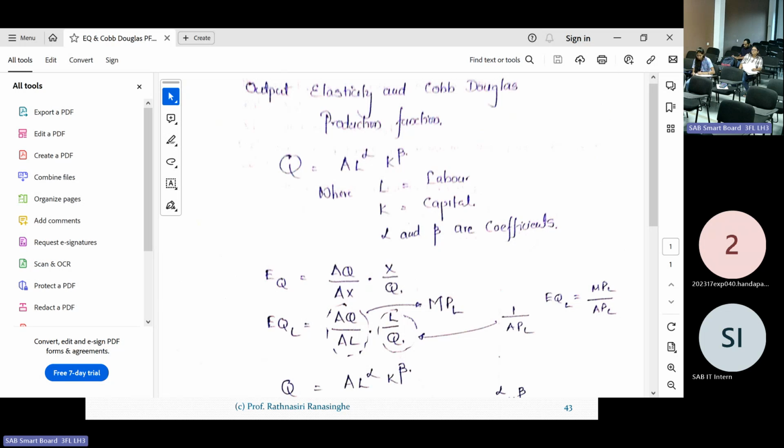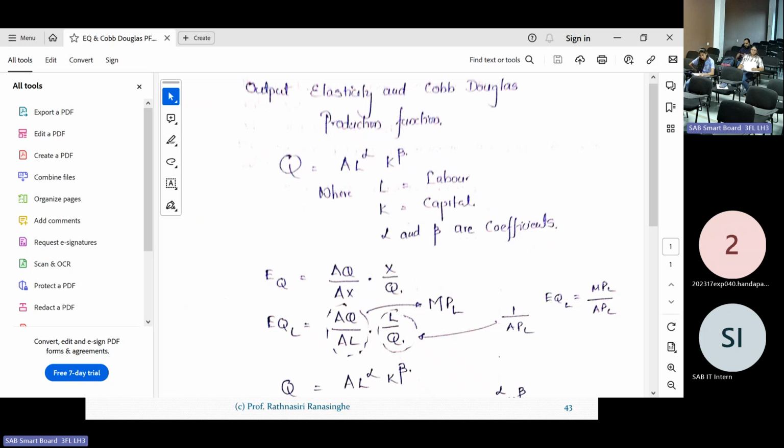Now, how do we measure the output elasticity? It is delta Q over delta X into X over Q. If we take the output elasticity of labor, as I mentioned, it is delta Q over delta L into L over Q. Now, delta Q over delta L is the output change with respect to the change in labor. That explains the marginal productivity of labor, MPL. Now, if we take this one, what does L over Q mean?